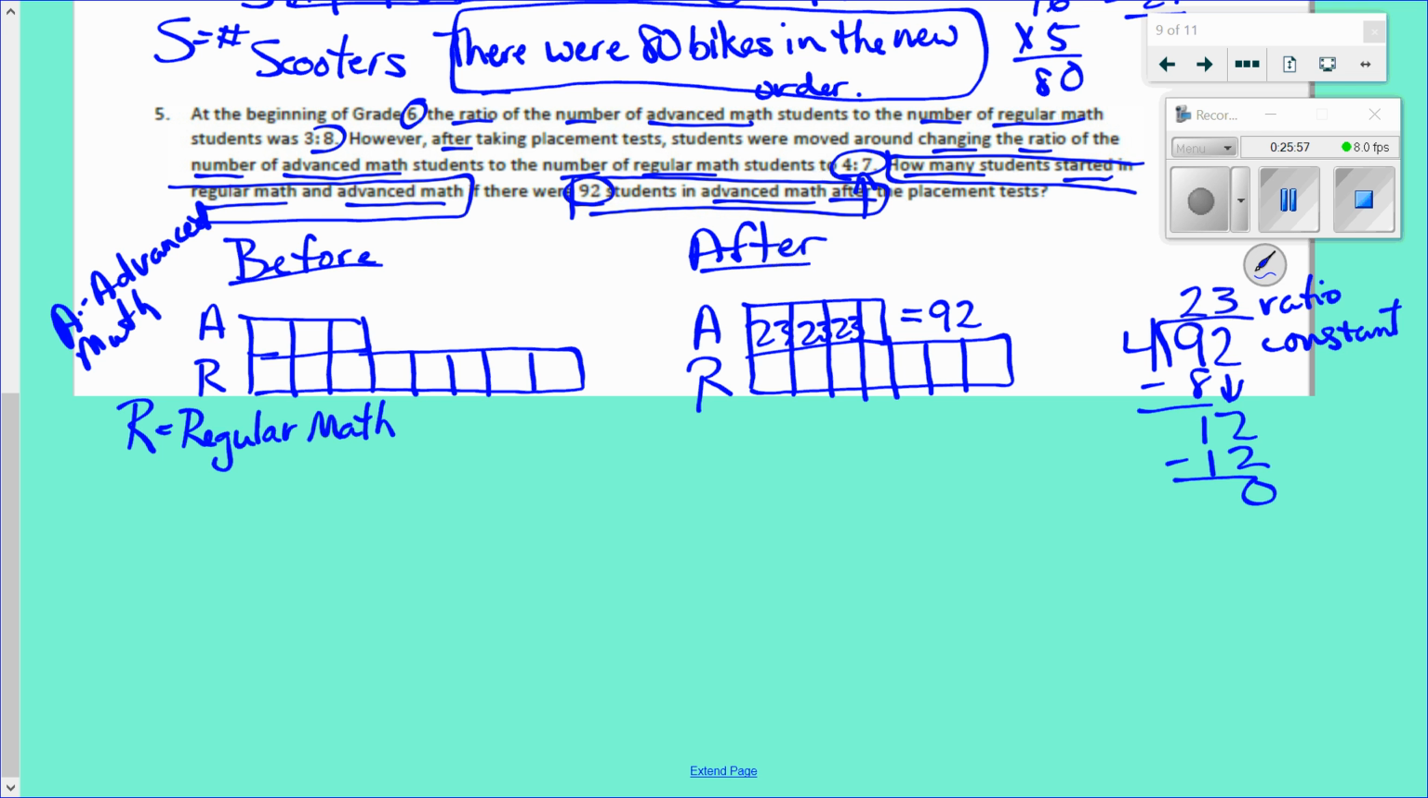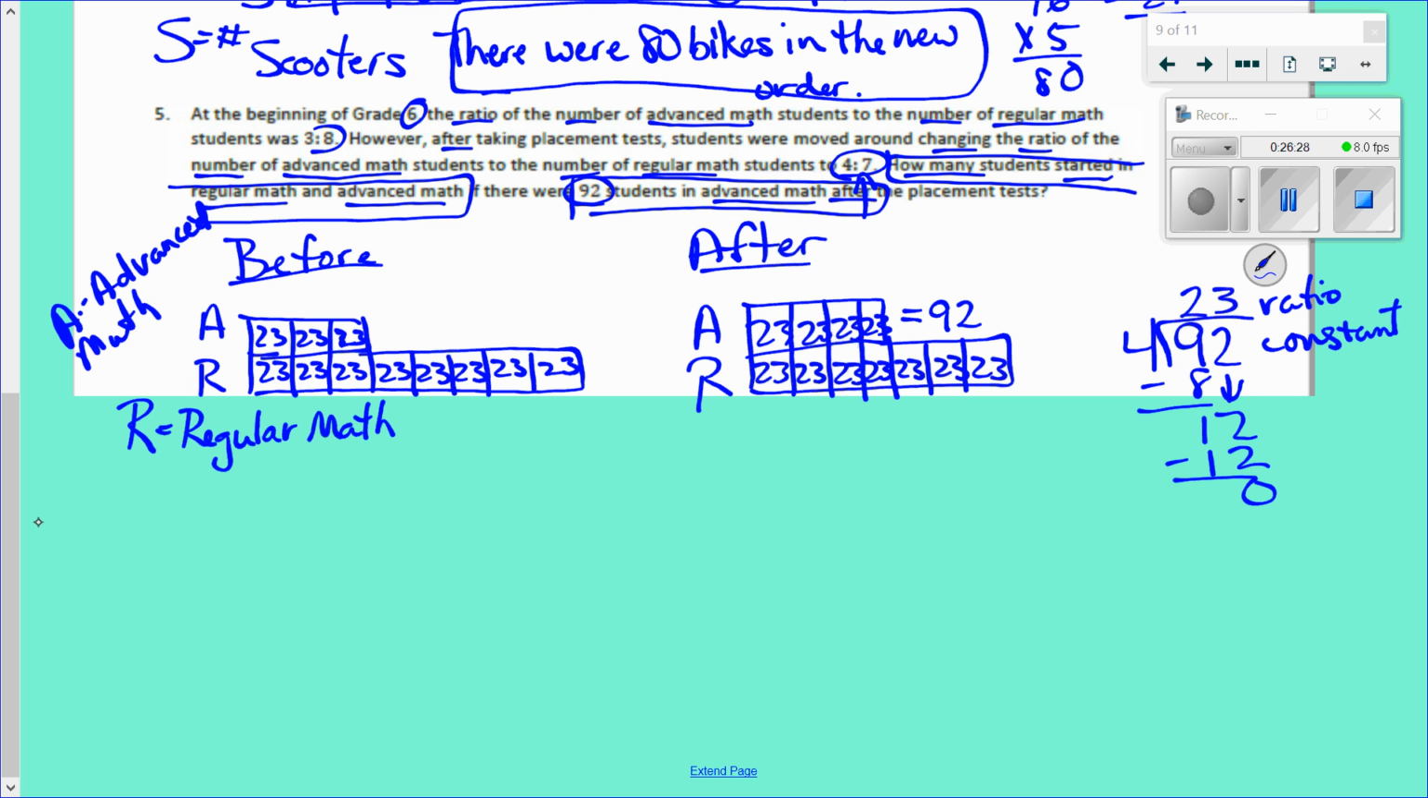Did I lose any students before or after the placement test? No, I just rearranged them, right? And I have the same number. I have 11 boxes here, 11 boxes here. That means that my ratio constant transfers over to the before as well. So I can now figure out how many advanced and regular math students there were before we did the placement test.